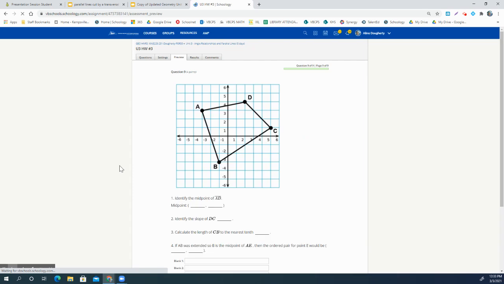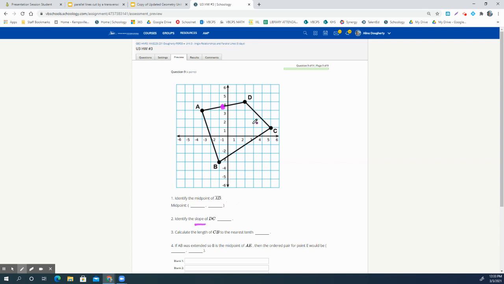Ooh, what a big question. I'm not a very nice teacher. So you're going to find the midpoint of A and D. The midpoint of A and D, you can kind of estimate it right there. Maybe, right? Use the midpoint formula. Look in your digital notebook for those formulas. X plus X divided by 2, Y plus Y divided by 2.